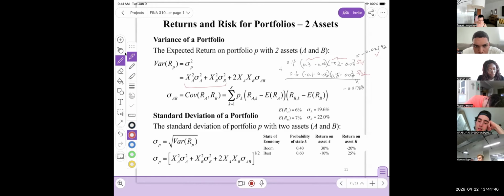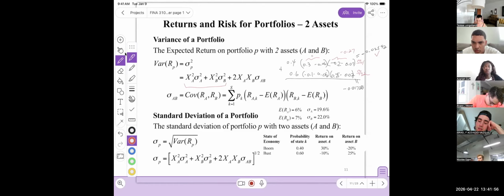This one is negative 0.27, and then the other one is 0.3 minus 0.06 is 0.24. And if you multiply across, times 0.27 negative times 0.4, you get that answer. So you can do it in bits.